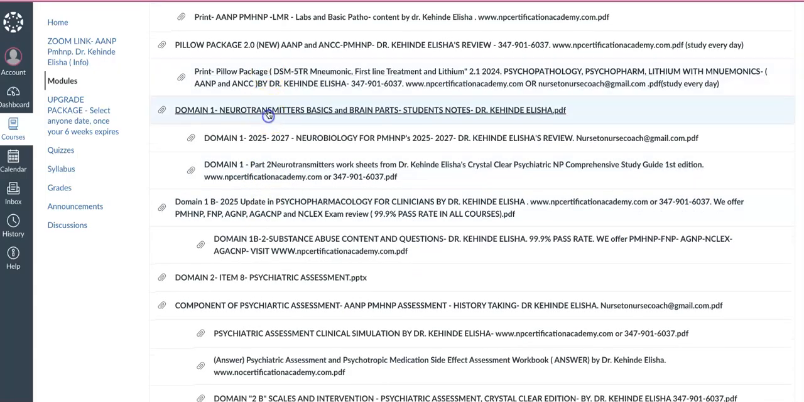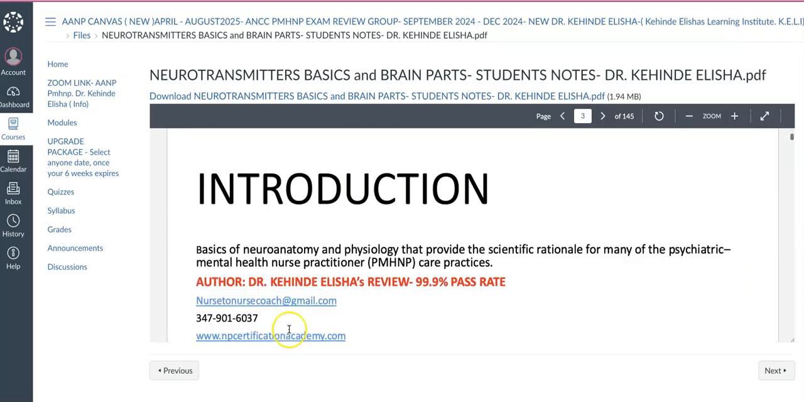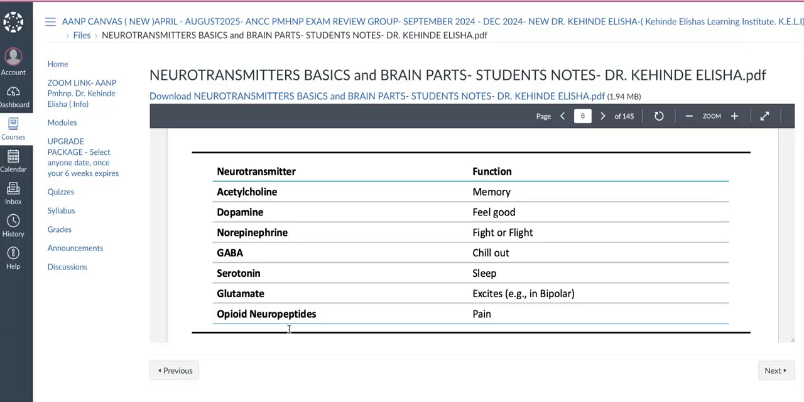Then we have neurotransmitters, the basic parts. You got to have your neurotransmitters down too. Know the very basics, read it every day. Know the one-one-one definition: acetylcholine, memory; dopamine, feel good; norepinephrine, fight or flight; GABA, chill out; serotonin, sleep; glutamate, excites; opioid neuropeptides, pain.